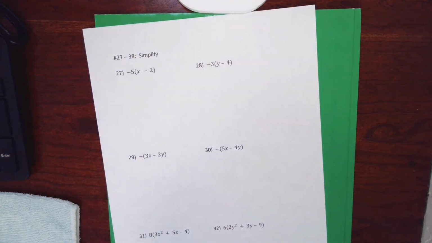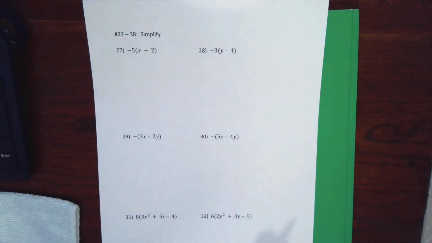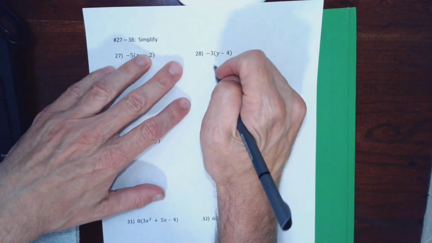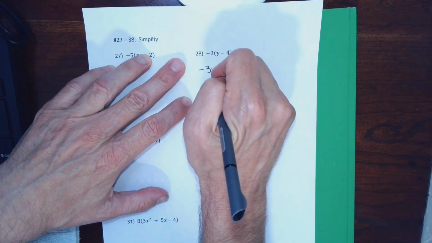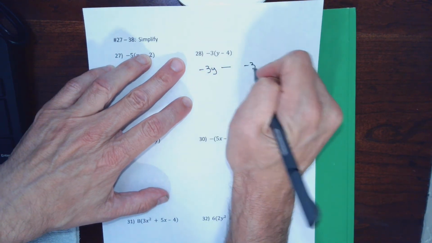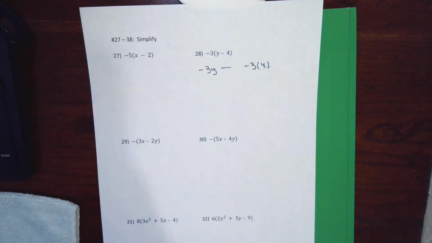Here are a bunch more problems using the distributive property, because it's a hugely important property. So let me work on 28. I'm going to leave the minus sign between and do minus 3 times y and minus 3 times 4. I'm asked to simplify this, so it implies using the distributive property. It didn't say it, but it implies it.